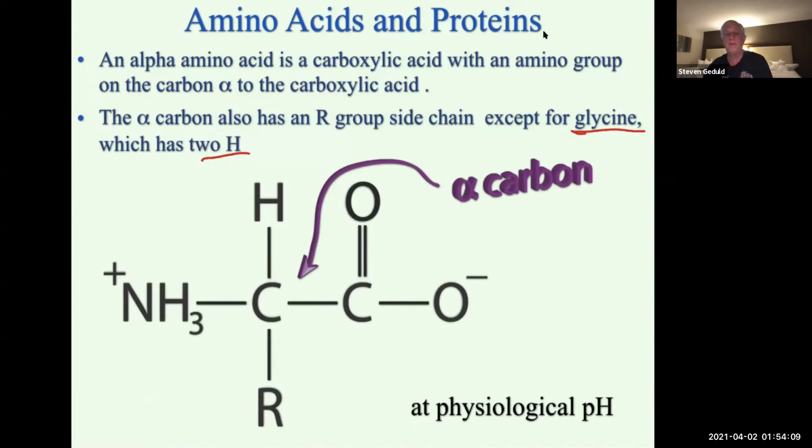And this is a great picture of it. At physiological pH, which is a slightly basic solution, this side is going to lose a proton, and this side is going to accept a proton. These are called zwitterions. They have a positive charge and a negative charge inside the same ion. Again, this is your carbonyl group. So this here is your alpha carbon. The carbon adjacent to the carbonyl group is your alpha carbon, and at the alpha carbon is where you're going to have your R group attached.